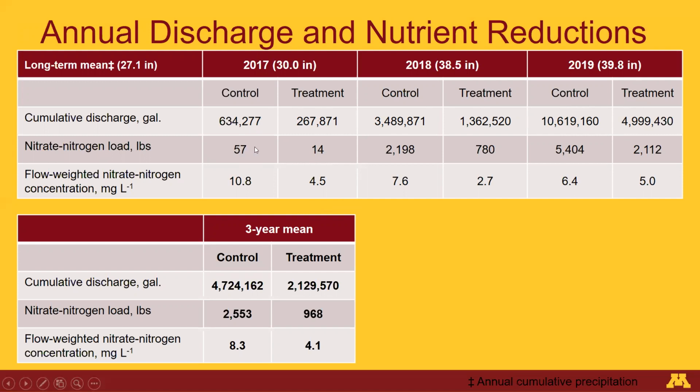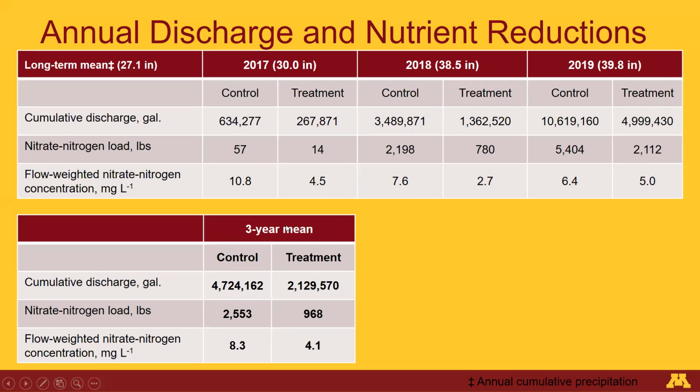We also look at our nitrogen load values, and the treatment always had less nitrate load coming out compared to the control. What's also very, very interesting is that our flow-weighted nitrate concentrations were also lower, particularly in 2017 and 2018 compared to 2019, where it tells us that there were some biological processes going on in the ditch channel that reduced our flow-weighted nitrate concentrations by almost half and more than half in those 2 years.